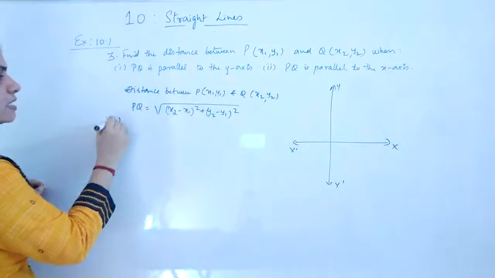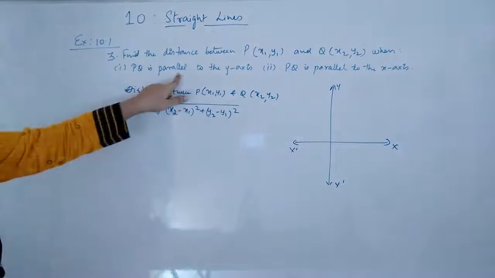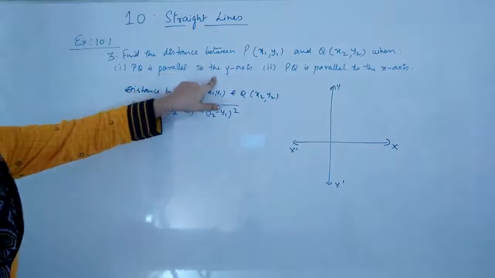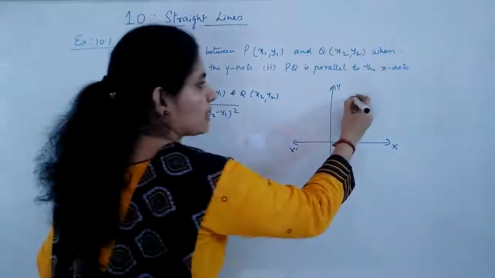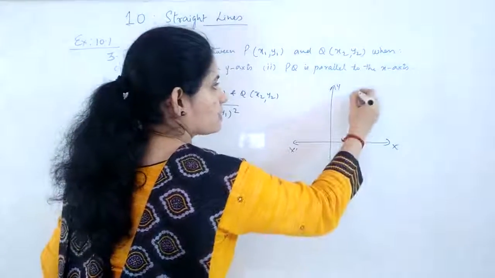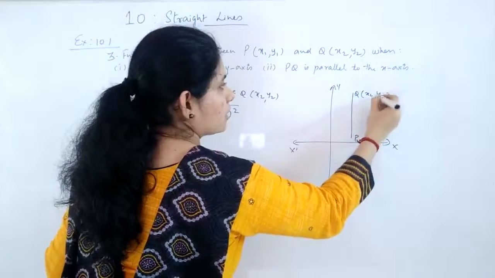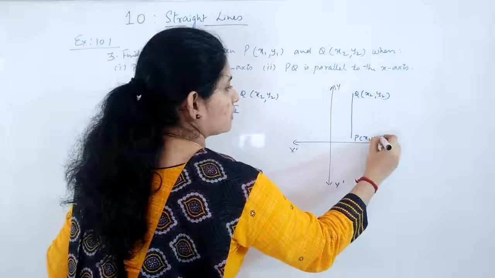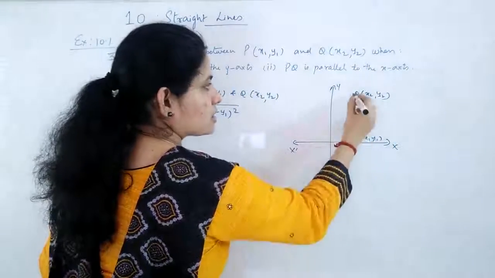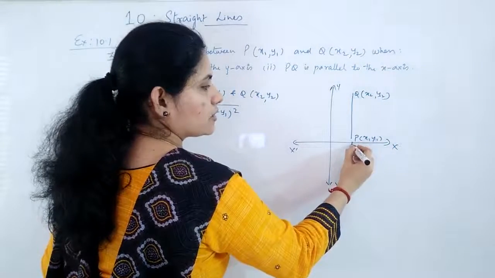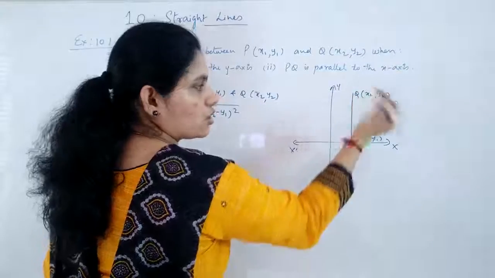Now in the first subdivision, they're asking us to find when PQ is parallel to the y-axis. That means in this form, suppose this is your PQ, the coordinate is (x2, y2) here and this is (x1, y1) here. Since it is parallel to the y-axis, this coordinate will be the same. If it is x1, this should also be equal to x1.